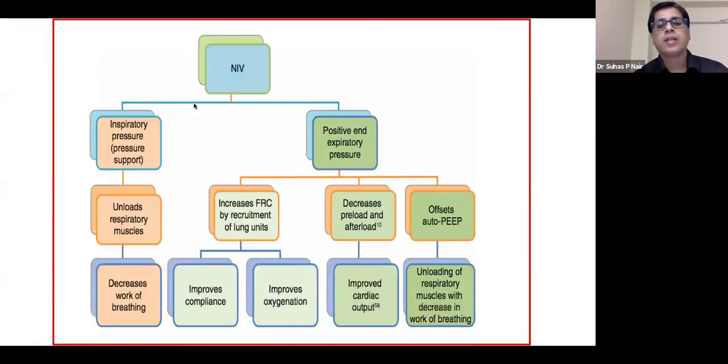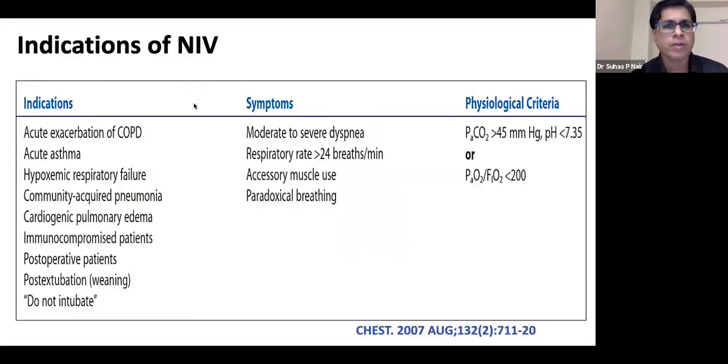It also has some effect on cardiac output and cardiac function. It decreases the preload and the afterload, and it helps in improving the cardiac output also. In the pre-COVID era, this used to be the classic indication for NIV. The most important indications are acute exacerbation of COPD, cardiogenic pulmonary edema, and in post-extubation patients, where NIV was used with good outcomes.